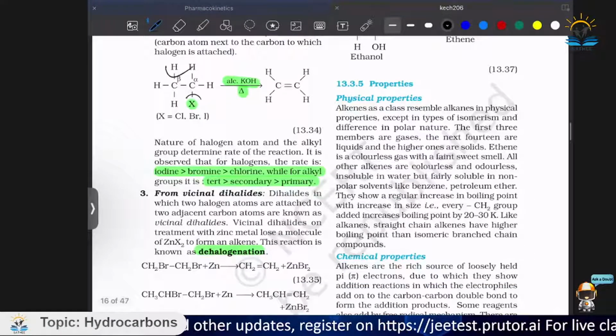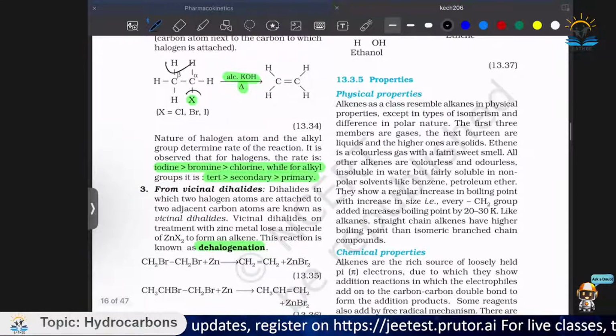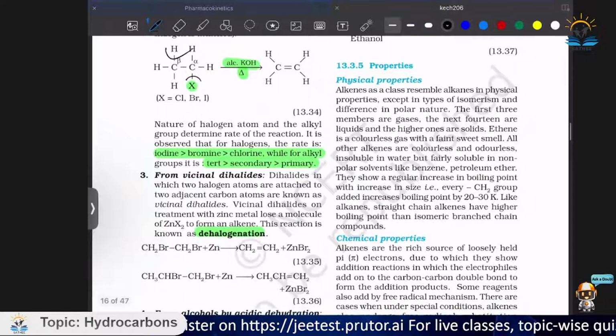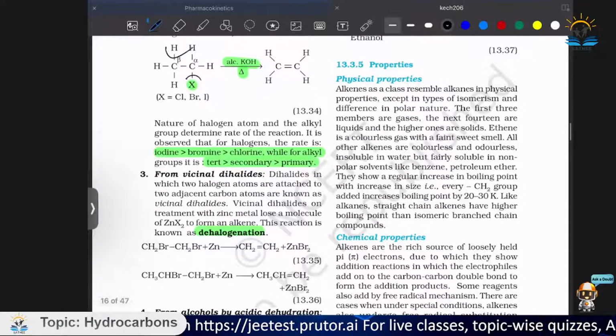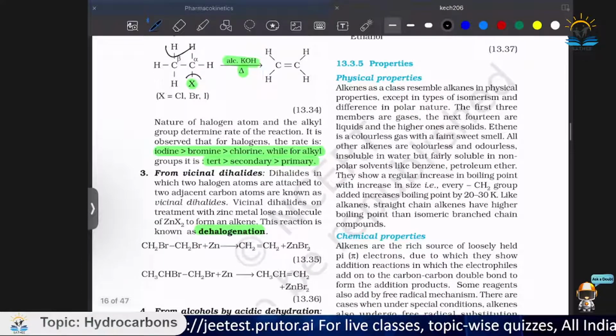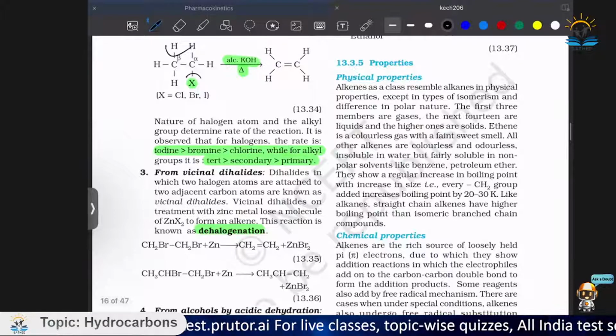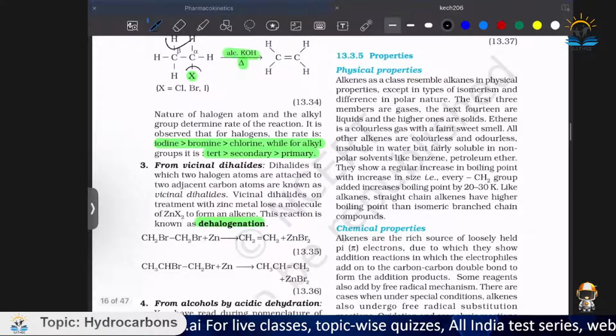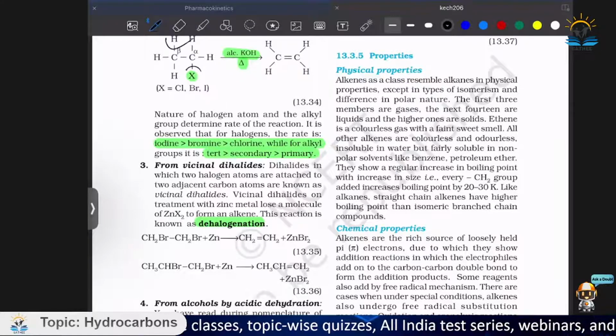Now from vicinal dihalides, dehalogenation. Dihalides, that too vicinal, means next to each other. Look at this. Two halogen atoms are near each other. Heating them in the presence of zinc will just remove these two and create a double bond between the two carbons. You get the alkene.